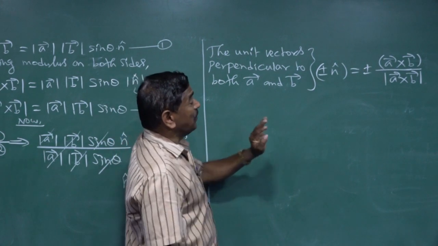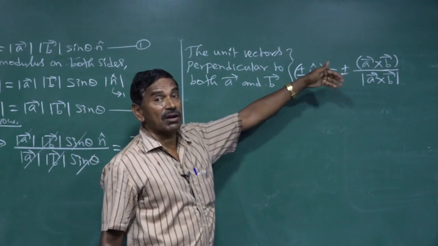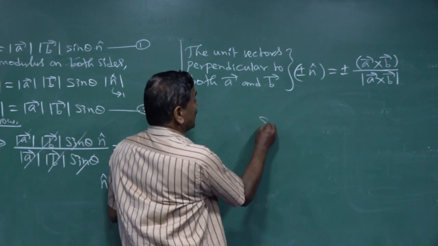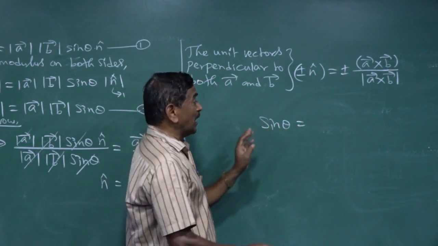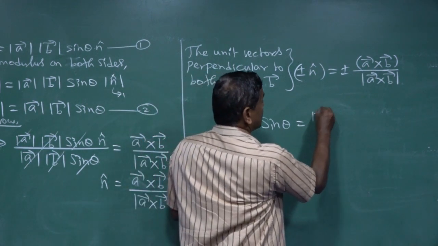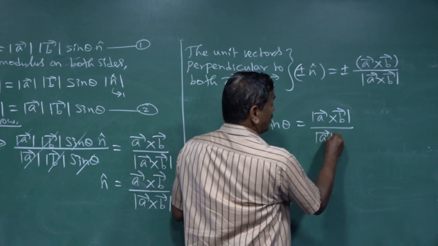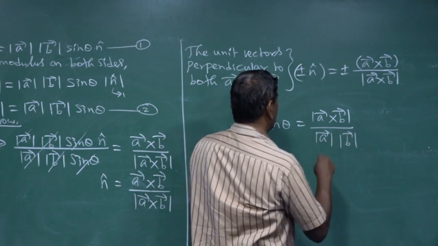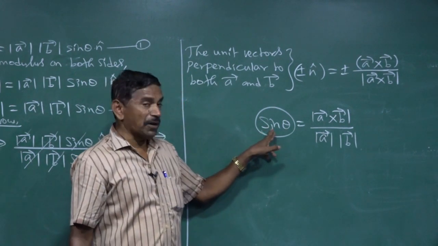What is the difference from the sin theta formula, that is, the angle between two vectors using cross product? Yesterday we learned sin theta is equal to modulus a vector cross b vector divided by modulus a vector into modulus b vector. It is a sine formula to find the angle using the sine formula.